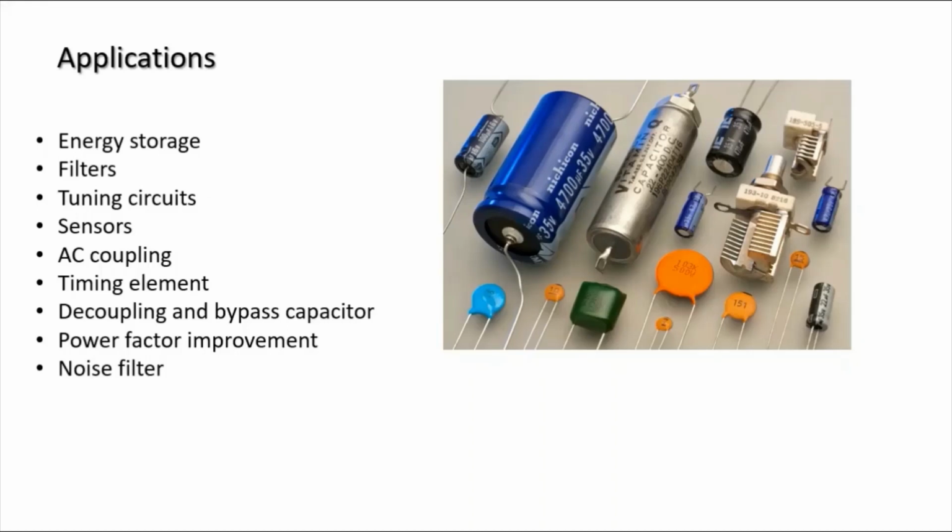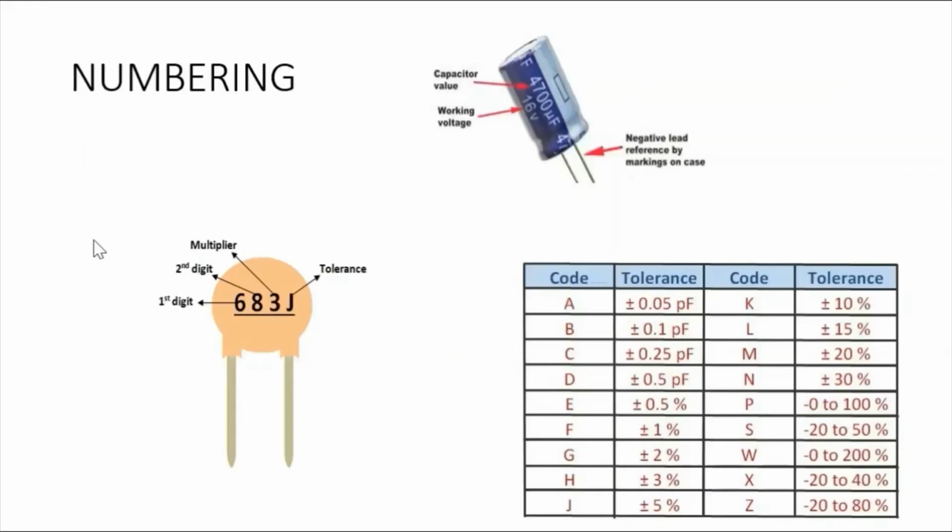Next is about coding. Like resistors, capacitors also have coding for their capacitance. Let us consider this ceramic capacitor. First digit is 6 and second digit is 8 and third digit is 3. It is a multiplier, so the value is 68 into 10 to the power of 3, and the last letter is J, which indicates the tolerance value. From this table, the tolerance value of J is plus or minus 5%.